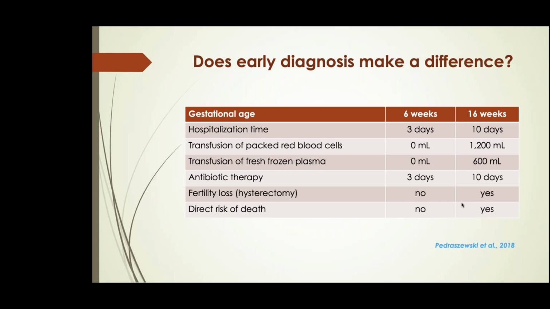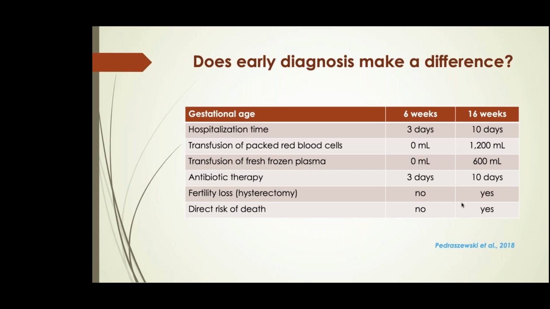Transfusion, 1,200 mils of blood transfused on average when the diagnosis was made at 16 weeks. A transfusion of fresh frozen plasma, 600 mils compared to nil. Antibiotic therapy, 10 days compared to 3 days. Fertility loss, yes, because at 16 weeks you might go for hysterectomy. At 6 weeks, it's very unlikely to do that.